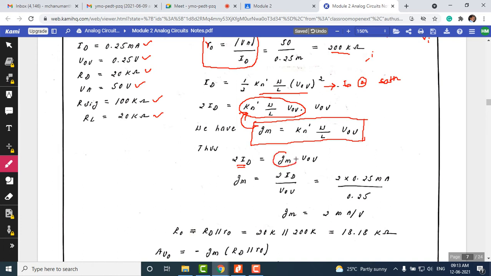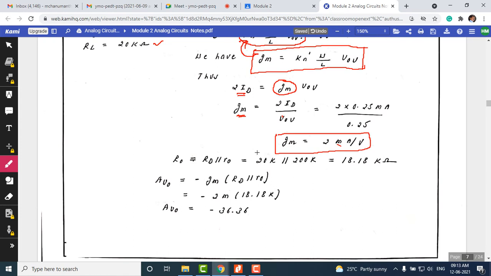Now from this we can find out what GM is. GM is 2 times ID divided by overdrive voltage. ID is given as 25.25 milliampere and VOV is 0.25 volts. You can simplify this and arrive at GM. GM is 2 milliampere per volt. Milliampere per volt is the unit here, since GM is going to be very small. That's the GM transconductance value for this problem.